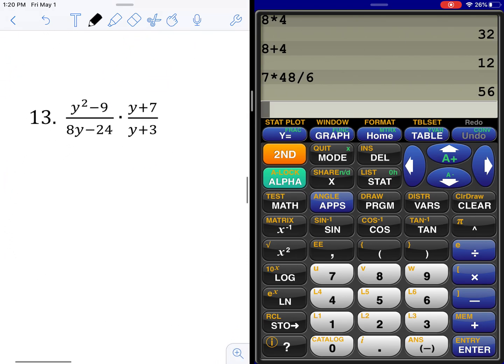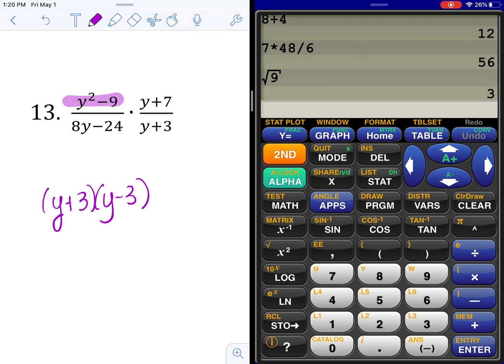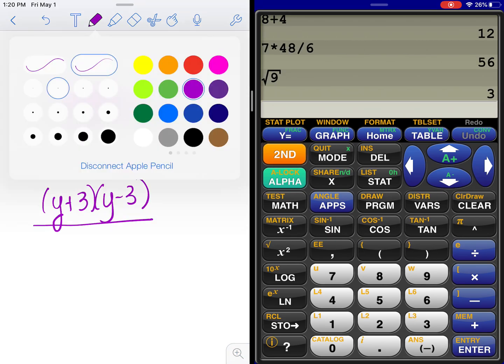All right, moving on to number 13, multiplication. Top left, you can factor that y squared minus 9. Difference of two squares, that becomes y plus 3 times y minus 3. Remember, you took the square root of 9 to get that 3.